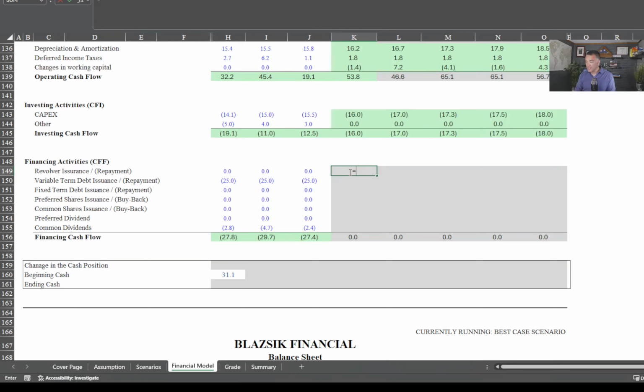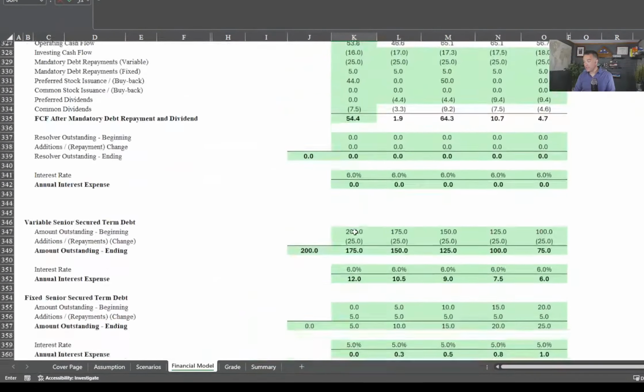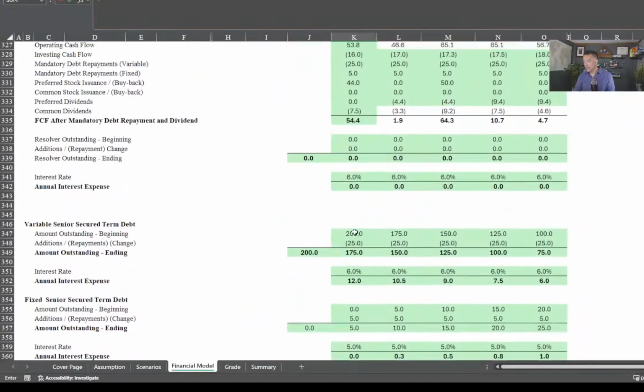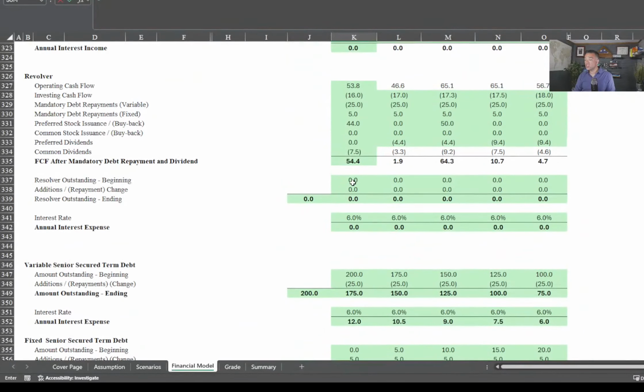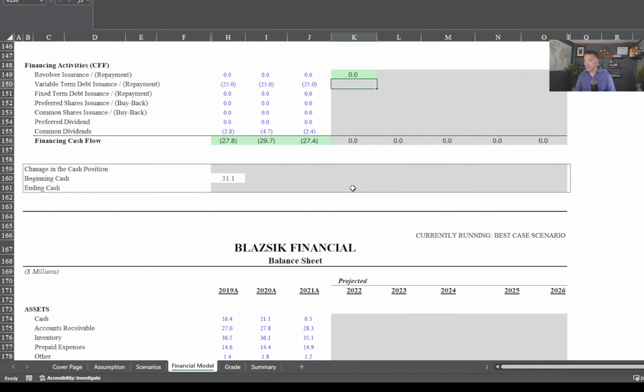So the first one is the revolver, short-term debt. I'm going to go all the way to the debt schedule, and we want to know what is the change. This is cash flow, the change in the revolver. The revolver, we have the beginning, we got the end, right? I don't want those. That's just for the balance sheet. I want the change, which is the additions and repayment. Next is the repayment of variable debt, the repayment of fixed debt.